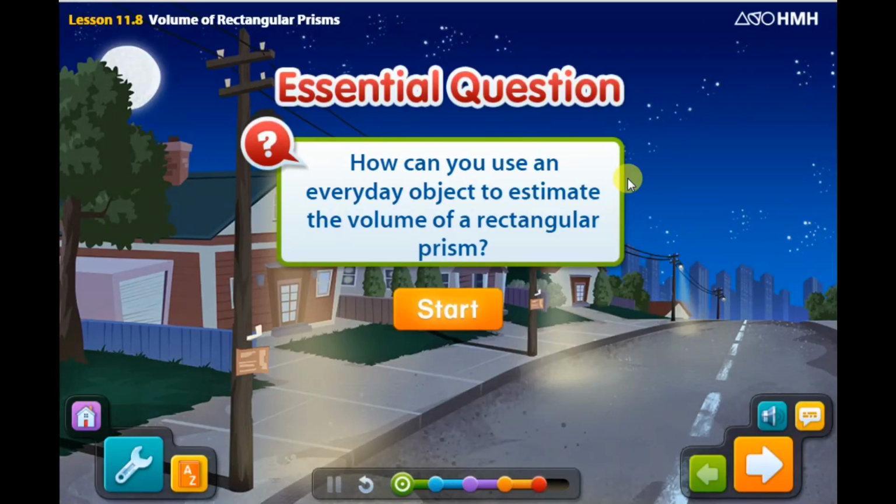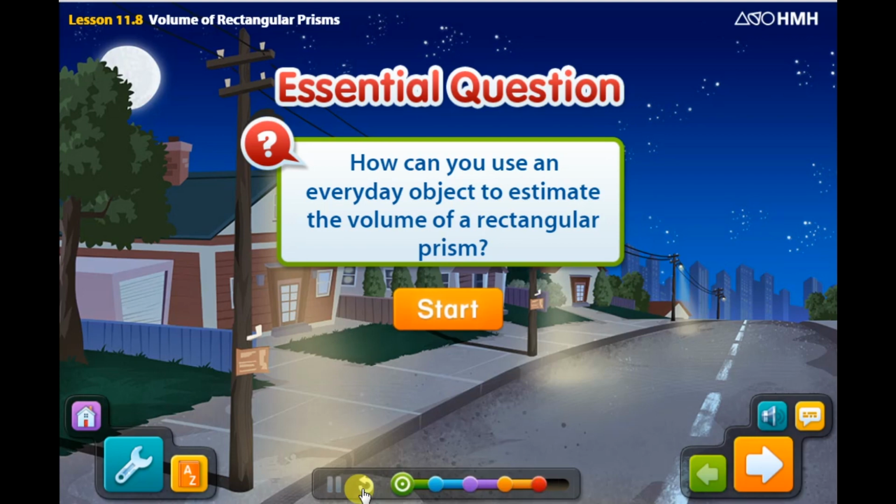Today's topic is about volume of rectangular prism. Lesson 11.8. And our essential question is, how can you use an everyday object to estimate the volume of a rectangular prism? Okay, so we're gonna learn today how we can estimate and calculate the volume of a rectangular prism.